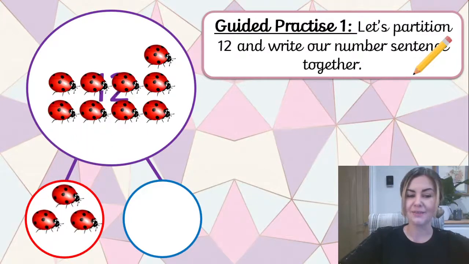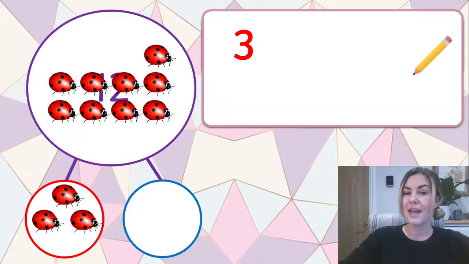Down they go. How many ladybirds are in the red section? 3. So I'm going to write 3. And then I'm going to add. Can you pause the video and make sure you have done the same thing that I have done?